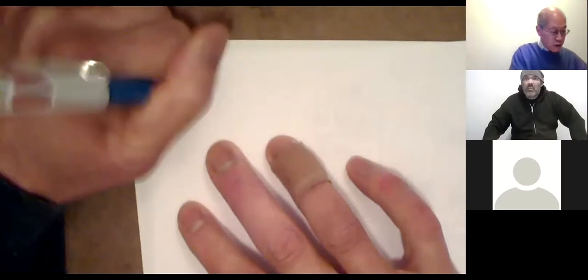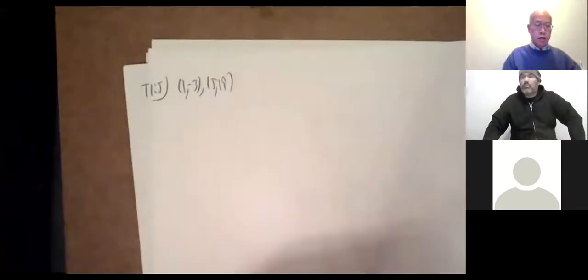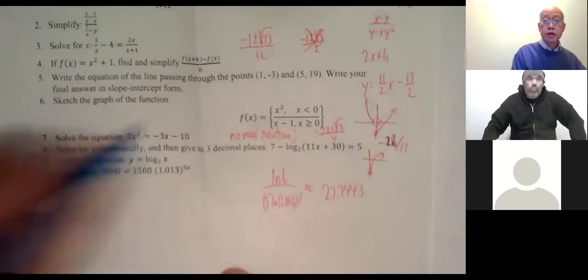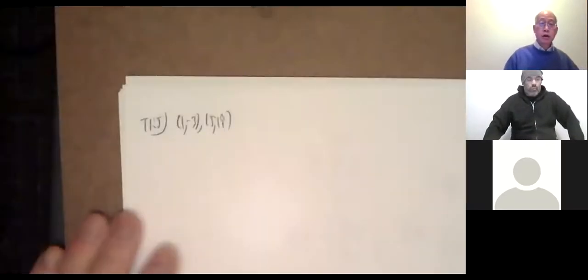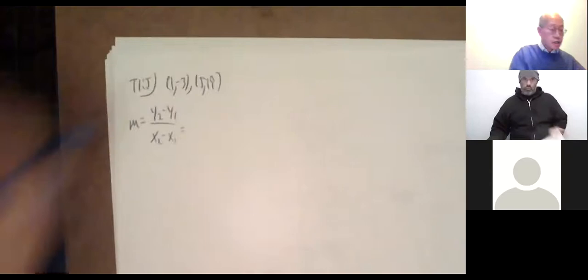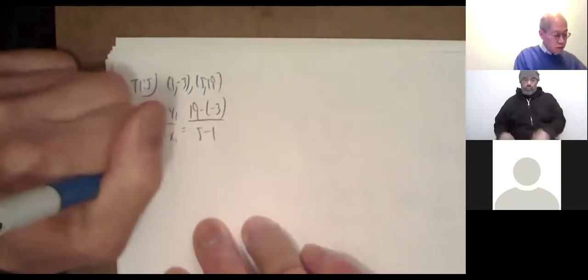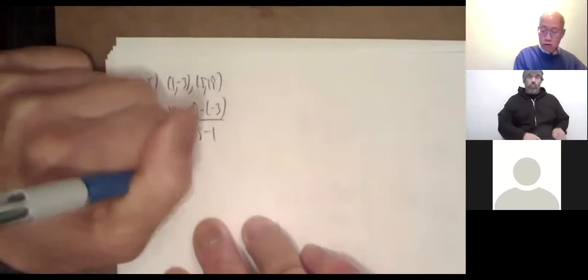Write the equation of the line that passes through the points (1, -3) and (5, 19). I'll quickly show it to you in case you don't have it. If I'm going too fast, it's on the video, so you can always check it later. Okay, so (1, -3), (5, 19). Find the equation. First I need to find the slope. The formula for the slope is y2 minus y1 divided by x2 minus x1. In this case, it's 19 minus a -3 over 5 minus 1. That comes out to be 22 over 4, or 11 over 2.